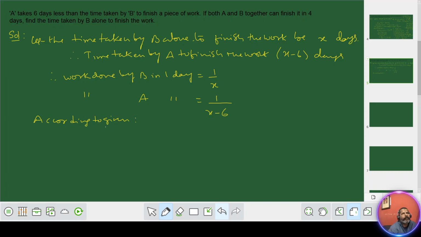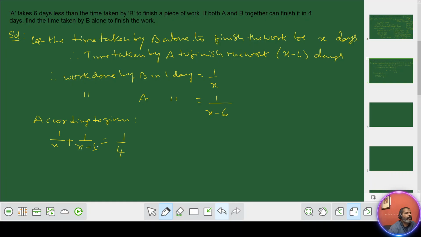Here the very important concept is, together they finish in 4 days, they said. 4 days they complete the work means how much they do in one day? 1 by 4 part of the work. That is 1 by x plus 1 by x minus 6 is 1 by 4. This is the equation we get as per the given condition, where both A and B complete the work in 4 days.